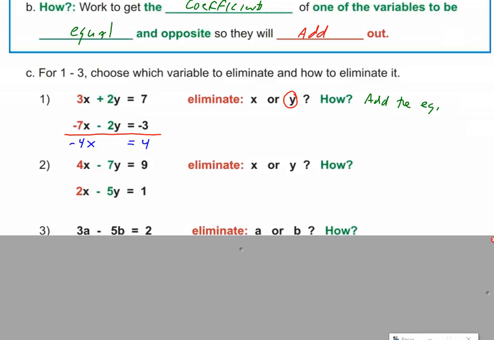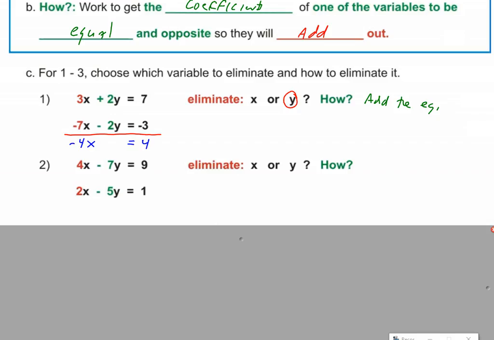All right, second scenario. So now you look at a 4x and a 2x. And then you look at a negative 7y and a negative 5y. And you got to decide, do I want to try to get rid of the x's? Do I want to try to get rid of the y's? So make your choice, x's or y's. All right, and your choice is what? X's. X's is the easiest just because the numbers are smaller. So I would go for x's.